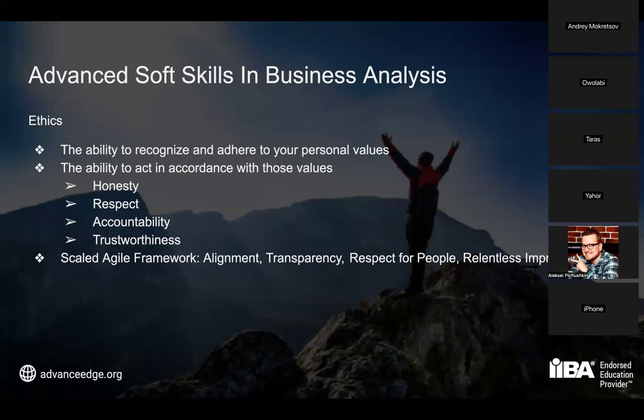Here, I also have the 4 values that are being promoted by the Scaled Agile Framework. The Scaled Agile Framework says that the 4 core values are alignment, transparency, respect for people, and relentless improvement, right? You can act ethically and you can help yourself in this direction if you ask yourself what my core values are and how I want to act. How can I continue my activities in accordance with those values?